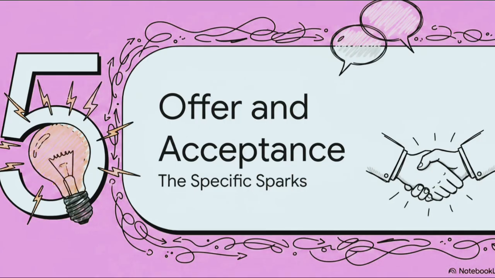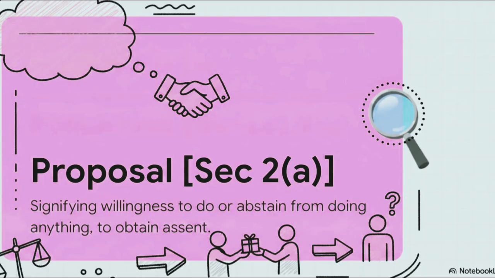Section 5. Offer and acceptance. Finally, let's zoom in on the specific sparks that ignite this whole legal machine. An offer, which the Act formally calls a proposal, is strictly defined in Section 2A. It happens when one person signifies to another their willingness to do or to abstain from doing something, specifically to obtain the assent of that other person.